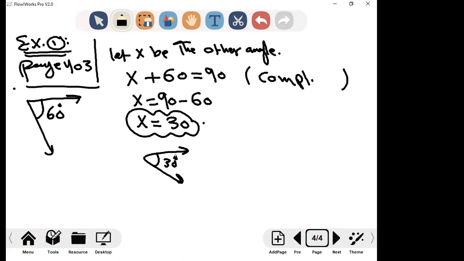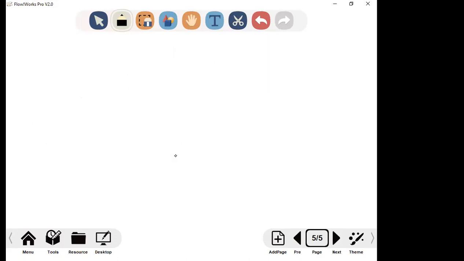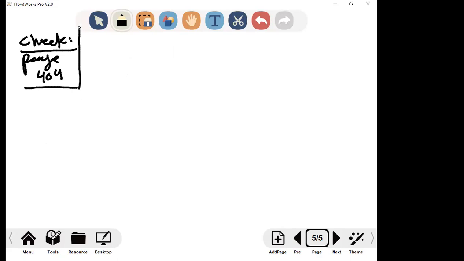After this example, check: select the angle that is complementary to the given angle. So we have the check here, page 404, at the top. Select for the given. What's the given? The given angle.